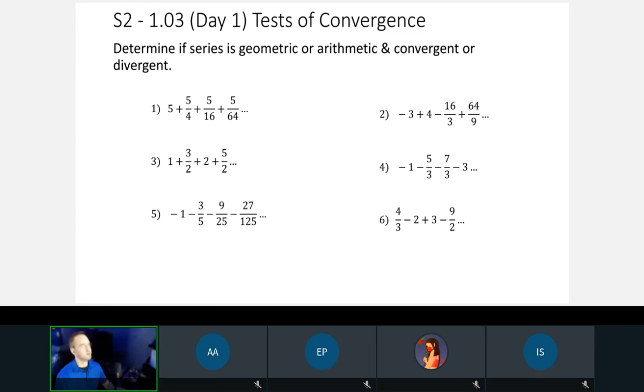Right. Now we're on to semester 2. From this point forward, we're going to be in just this semester. All right, Unit 1. Determine if a series is geometric or arithmetic, and then determine if it's convergent or divergent.